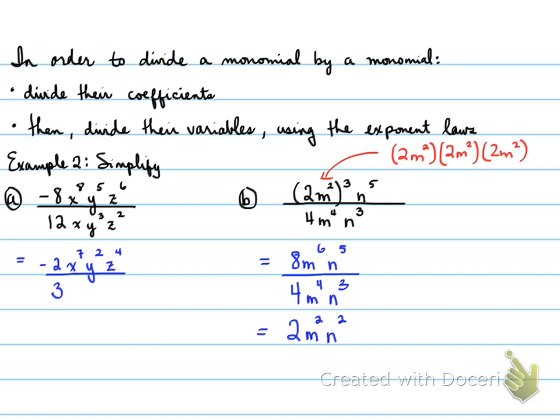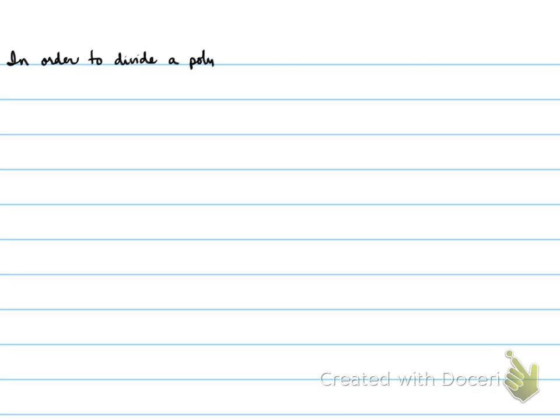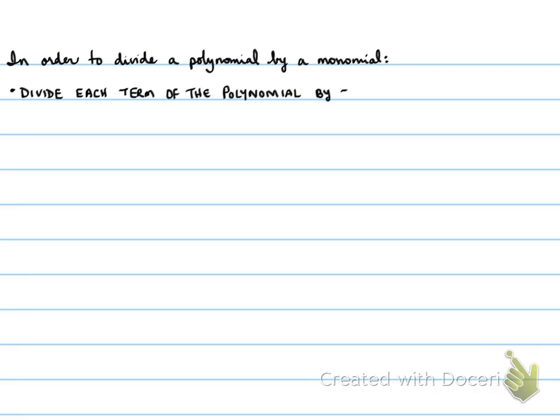All right, another example. In order to divide a polynomial by a monomial, we need to be careful and divide each term of the polynomial by the monomial in the denominator. So it's very important that we follow this rule. So here's an example. 9x plus 6.